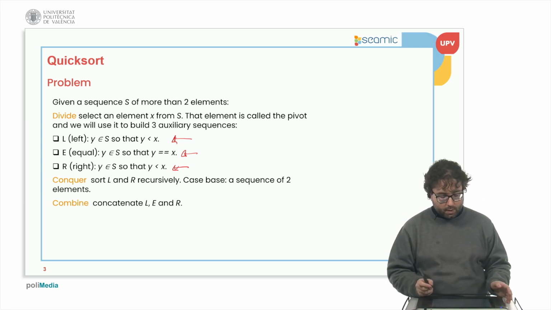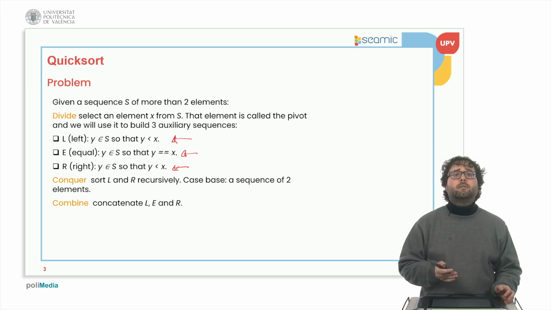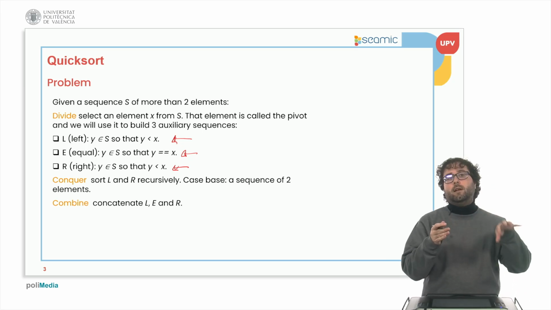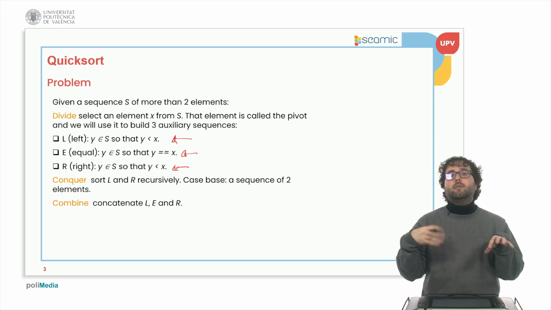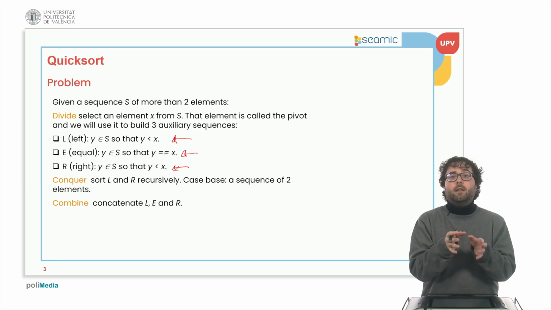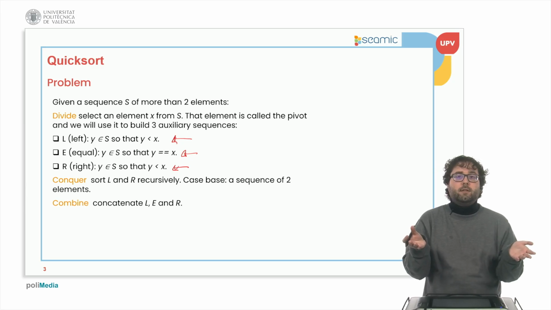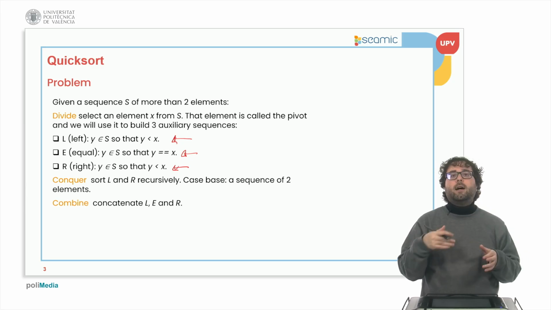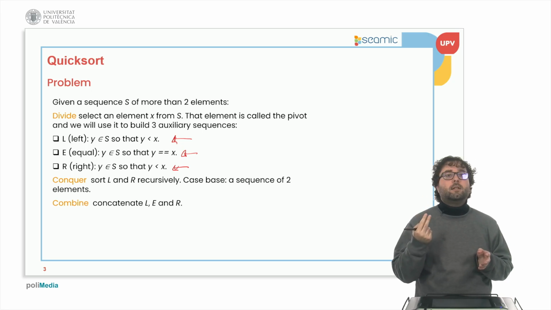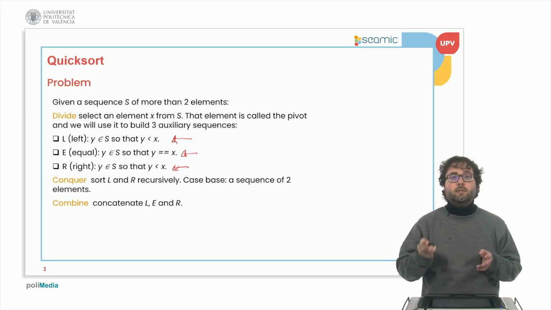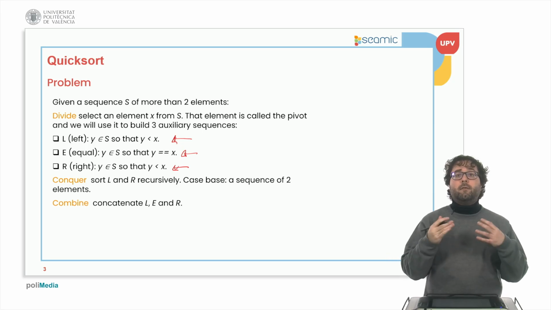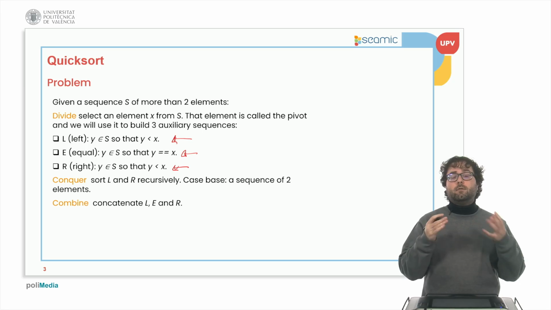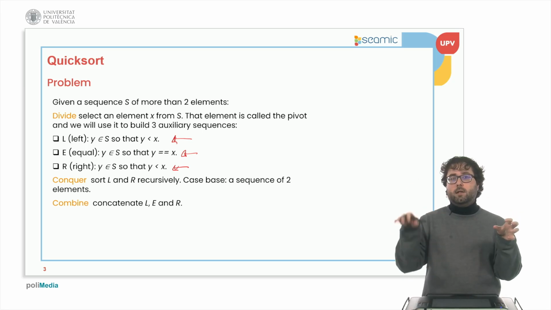So then our conquer phase will consist of sorting L and R recursively, because the equal sequence, since all the values are the same, is already sorted. This will go on until we achieve the base case, which in this case is when the sequence has two elements at most, because then we just order them directly. And finally, the combine phase will be as simple as concatenating left, equal, and right.